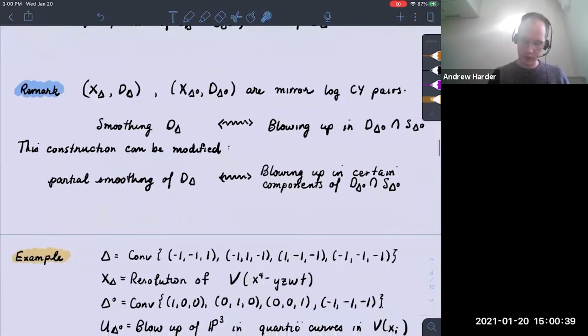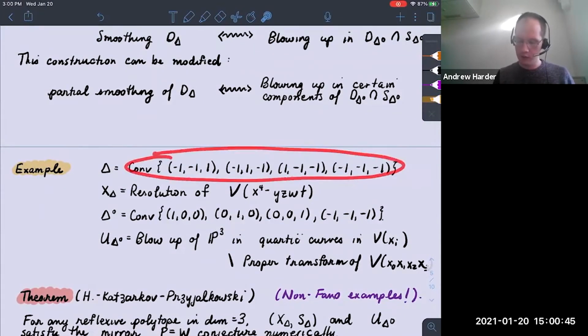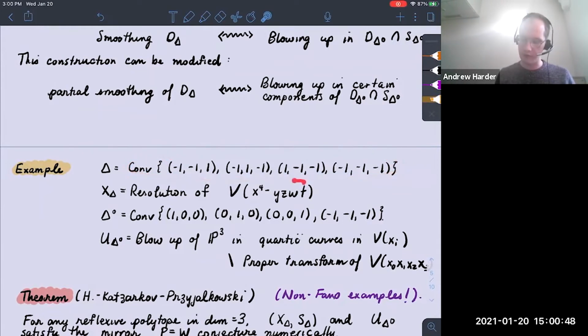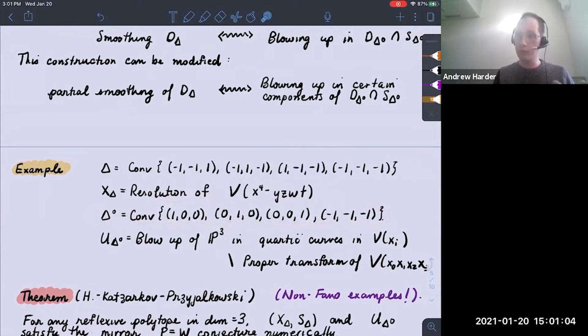Okay, so just to give a very simple example, if I start with this polytope here, then the corresponding toric variety is just a resolution of this very singular quartic. The dual polytope is the polytope determining P3. So it's just the standard simplex. And the corresponding mirror dual is the blow-up of P3 in a bunch of quartic curves intersecting coordinate hyperplanes. So I take a quartic hypersurface inside of P3, I intersect with the boundary divisors, and I sequentially blow up the corresponding curves. And then I remove the proper transform of the boundary, and I get the mirror dual.